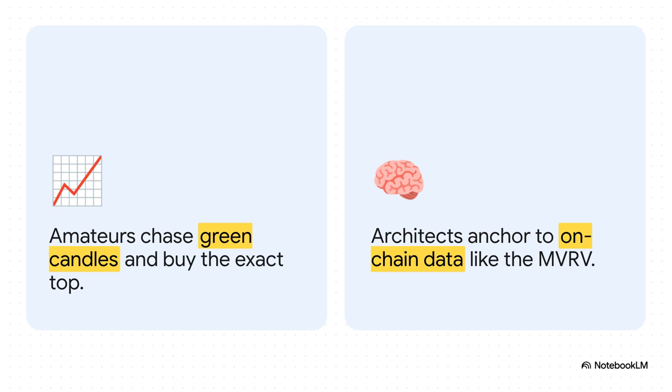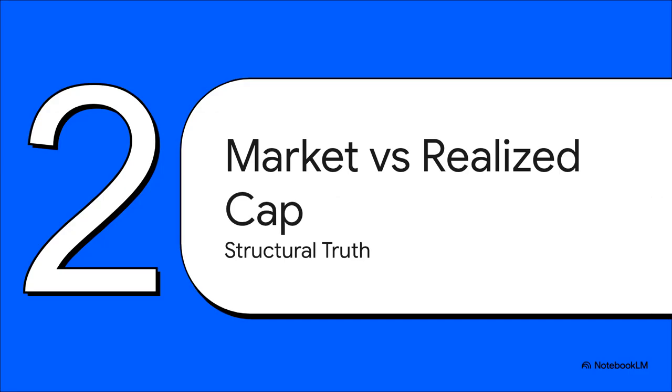Oh, 100%. But the architect? The architect completely ignores that visual price action. We don't care about the chart's shape. Instead, we anchor our neurofitness to one single unmaskable metric on the blockchain, the MVRV ratio. Which brings us perfectly to Section 2, market cap versus realized cap, finding the structural truth.